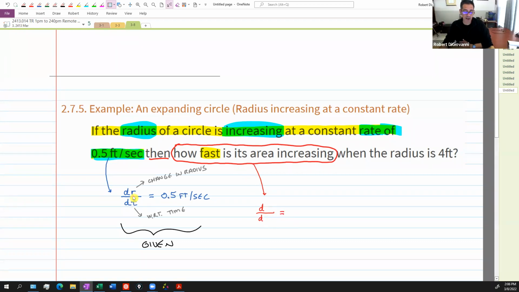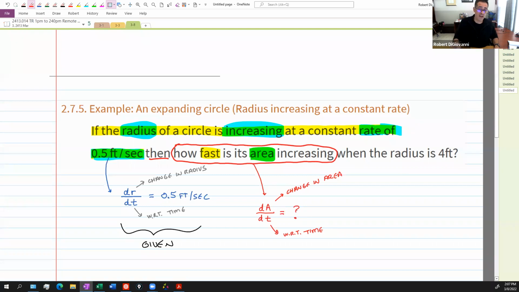Well, dr/dt, we already know how fast the radius is changing with respect to time. But we want to know how fast the area is changing. So this should be dA, I'll do capital A. dA with respect to time. How fast is the area changing, the change in area with respect to time? That is exactly what they want to know.